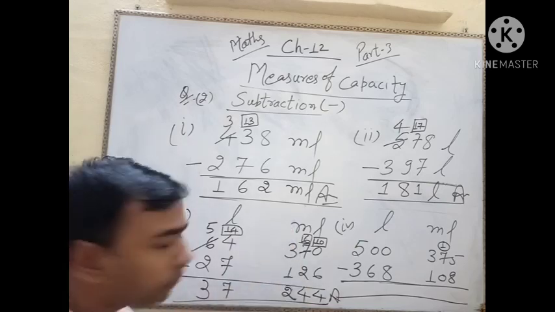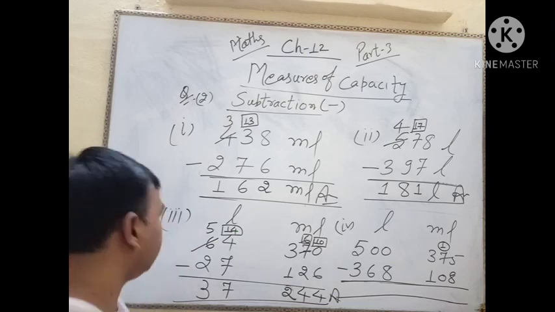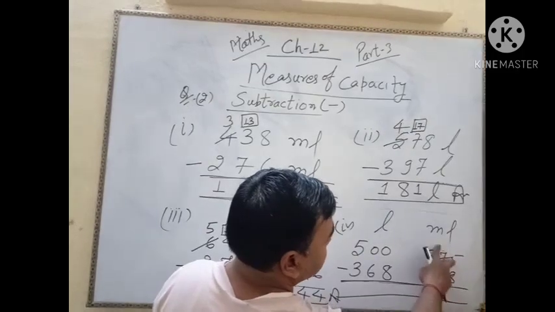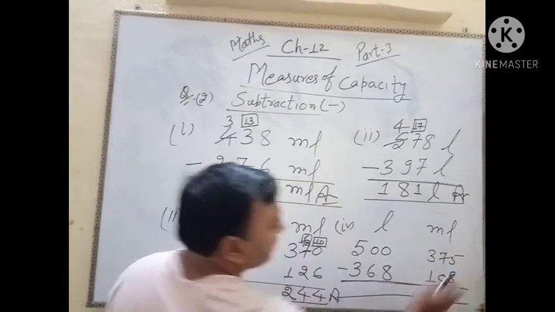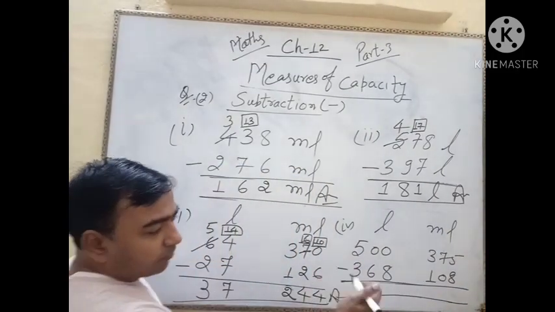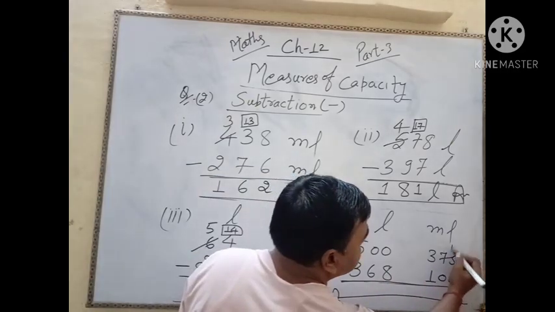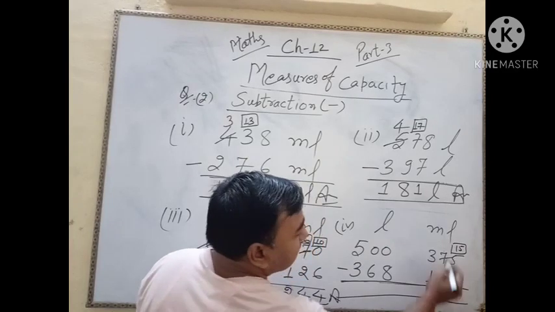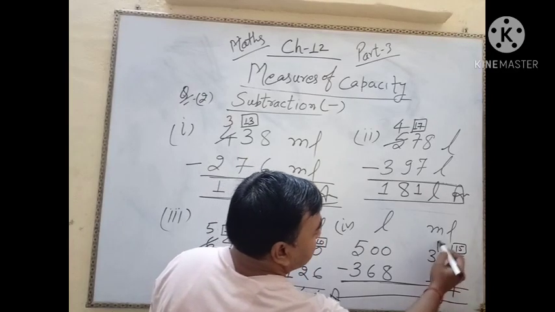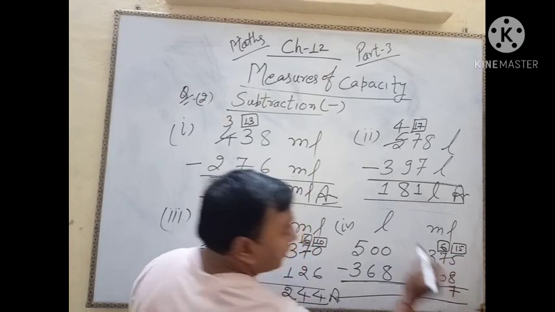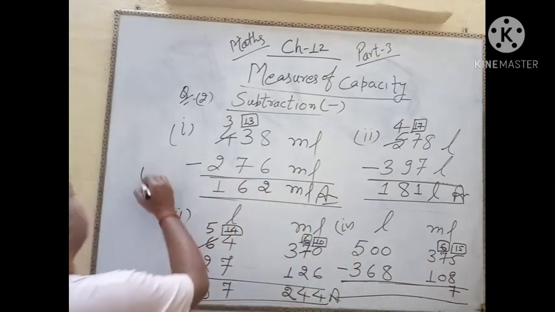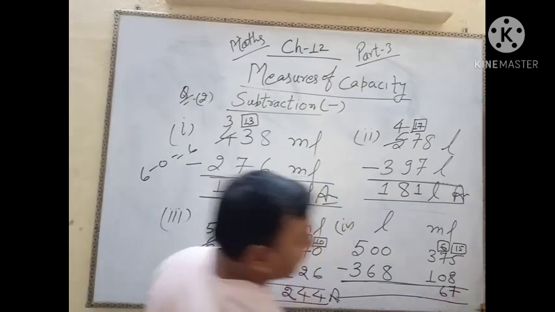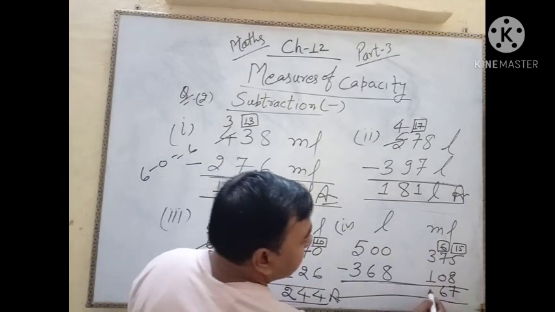Now come to question number 4. Question number 4 is 5 minus 8 equal to what? After borrowing, this 5 changes into 15. 15 minus 8 equal to 7. Which number is left here? 6. 6 minus 0 equal to 6. Okay. 3 minus 1 equal to 2.